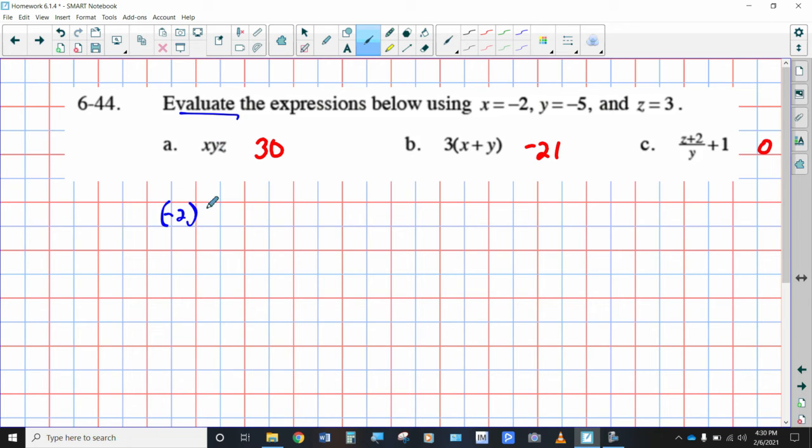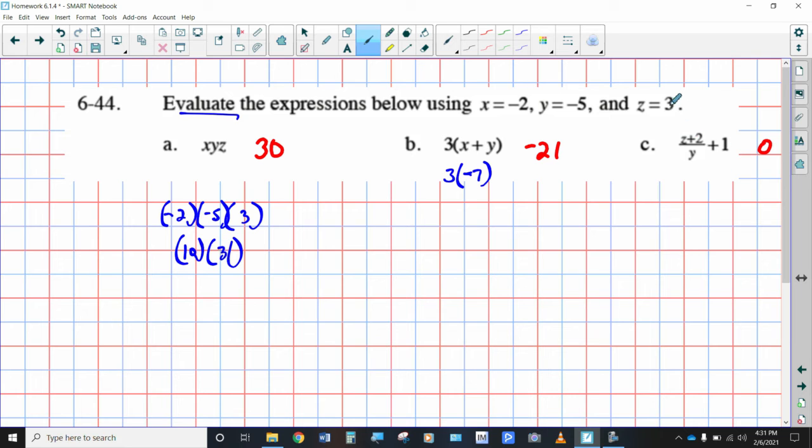So when I replace those with the numbers, we're going to have to put the parentheses there, which means we're multiplying all the numbers together. And -2 times -5 is +10, and 10 times 3 is 30. Here you got a -5 plus a -2, right? -2 plus -5 is -7. And then you multiply that times 3, and you get -21.